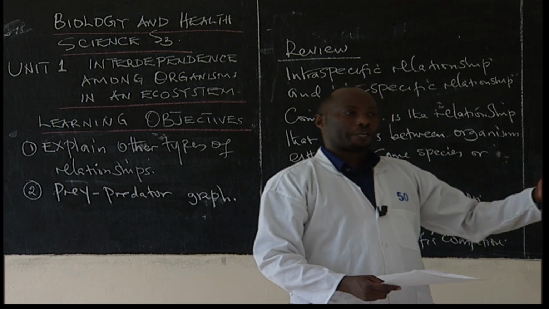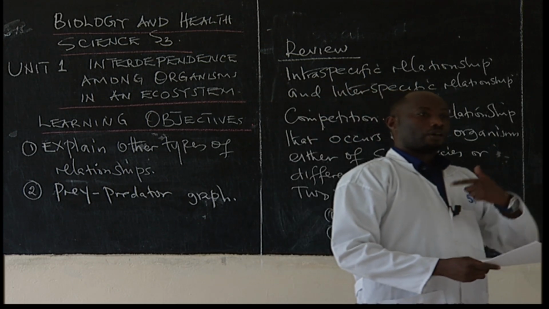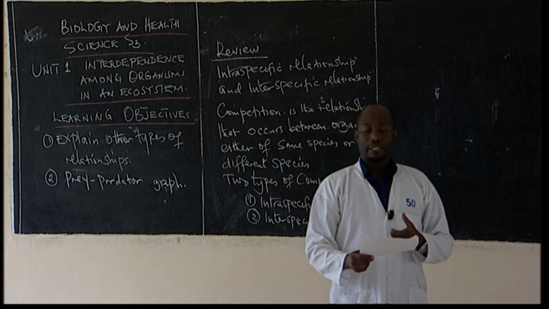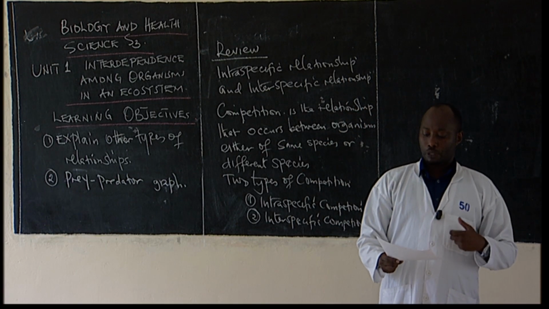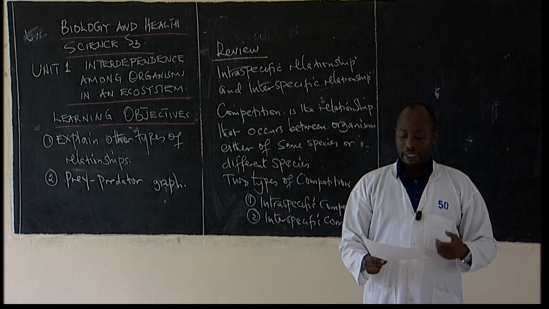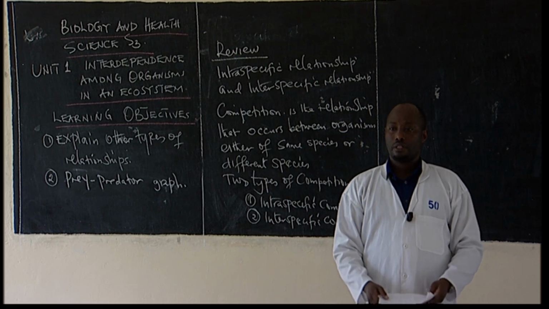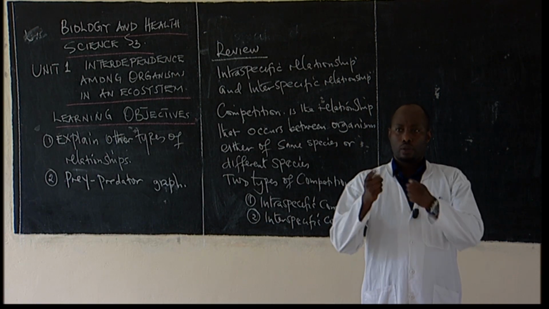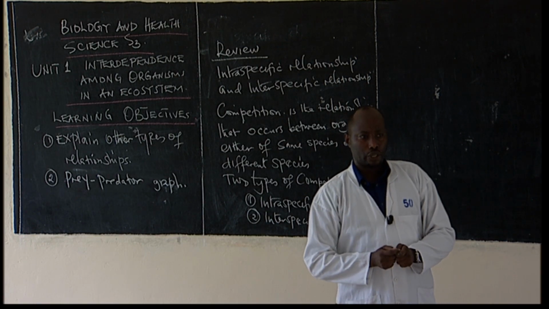We talked about cooperation last time. Students, do you remember what cooperation is? Cooperation, we said, is a kind of interaction in which organisms of the same species live together and share work between themselves. They have to share work between themselves. They live together. Students, who can remind me of the examples of cooperation I talked about?